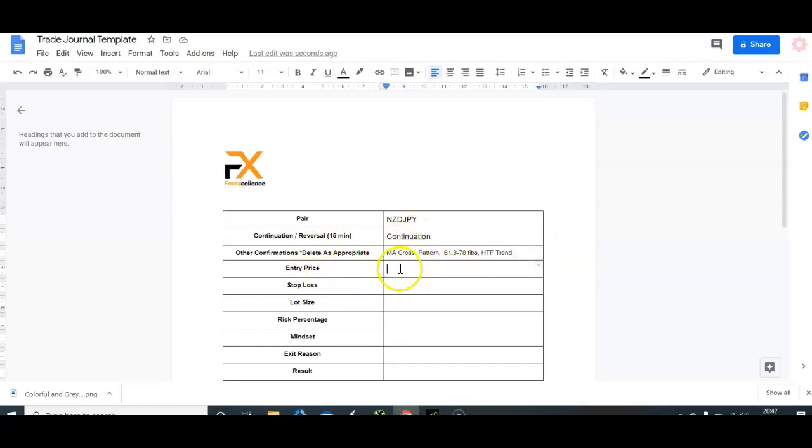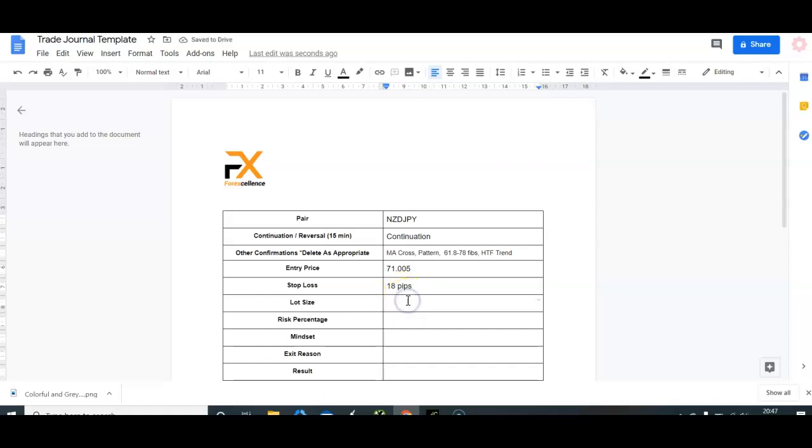I then have the entry price, which is simply the price that I enter the trade at. So if I was in the NZD/JPY, it might be at 77.00 and 5 micropips, and then the stop loss. I'll put this in pips form. When I work out my stop loss, I tend to take the stop loss that I'm going to use and then add on the spread as well. So for example, if my stop loss that I wanted to place behind the previous high or the previous low was 16 pips and the spread at the time was 2 pips, my stop loss would be 18 pips.